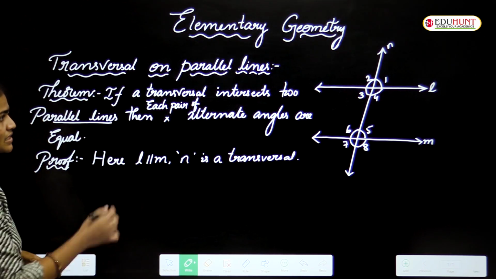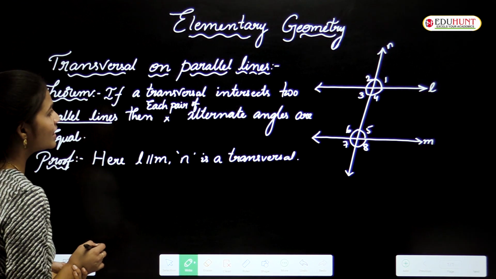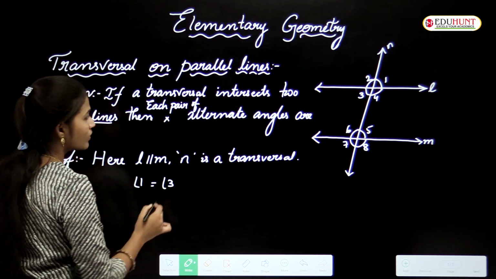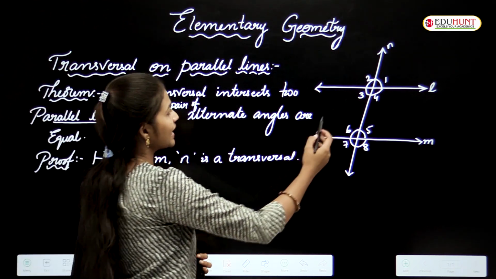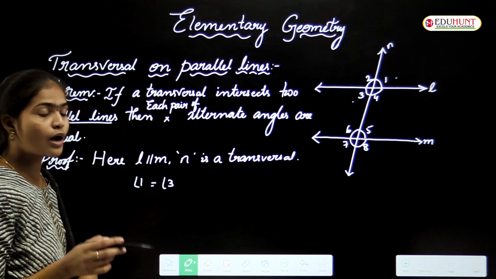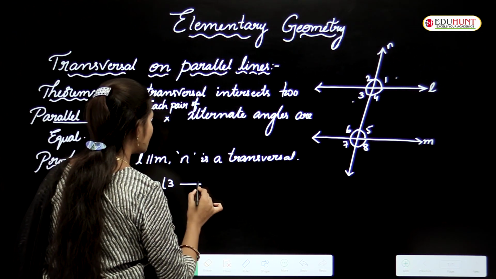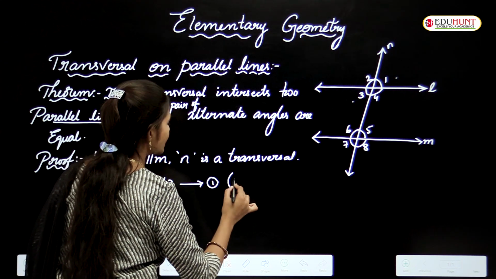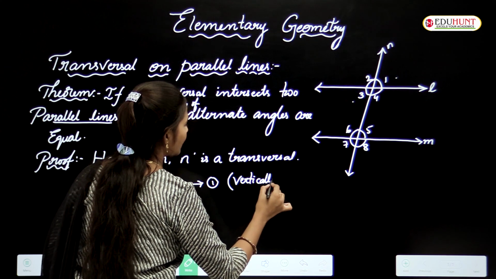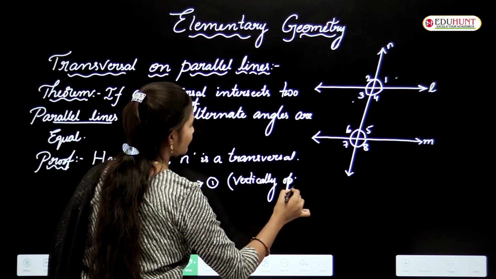Okay, so here once observe that angle 1 is equals to angle 3. Yes or no? From the diagram we can say that angle 1 is equals to angle 3. Why? Because those two are vertically opposite angles. So this is the first condition. By using which condition those two are equal? By vertically opposite angles.